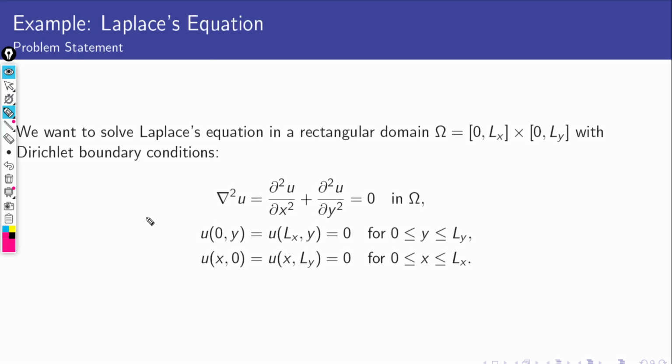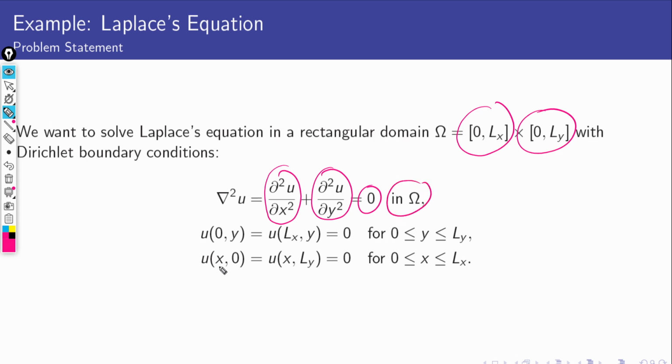Here we want to solve the Laplace equation in a rectangular domain, which is 0 to Lx by 0 to Ly, with the Dirichlet boundary condition: del 2u upon del x square plus del 2u upon del y square is equal to 0 in the rectangular domain. And this is the left boundary condition, this is the right boundary condition, both equal to 0 for 0 less than or equal to y less than or equal to Ly. This is the below boundary condition and this is the above boundary condition. These are also both equal to 0 for 0 less than or equal to x less than or equal to Lx.